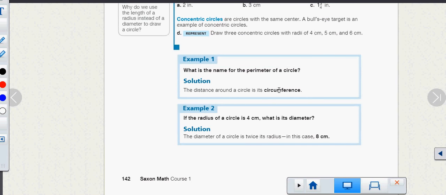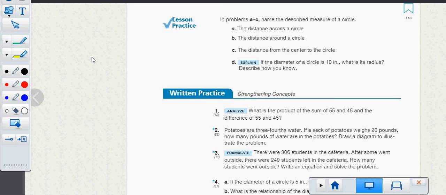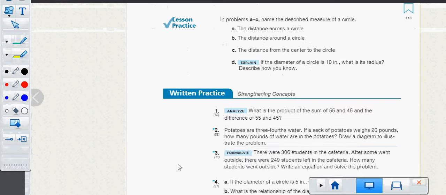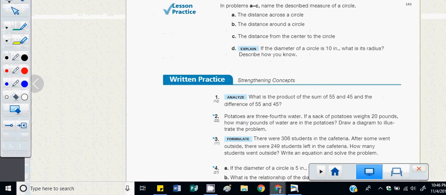Another way to think of the perimeter of a circle is its circumference. There's really no lesson practice to do for today. Just make sure you've asked any questions about circles that you are wondering.